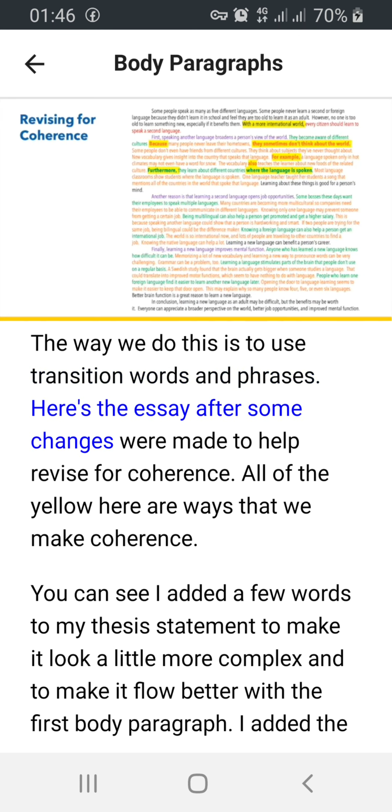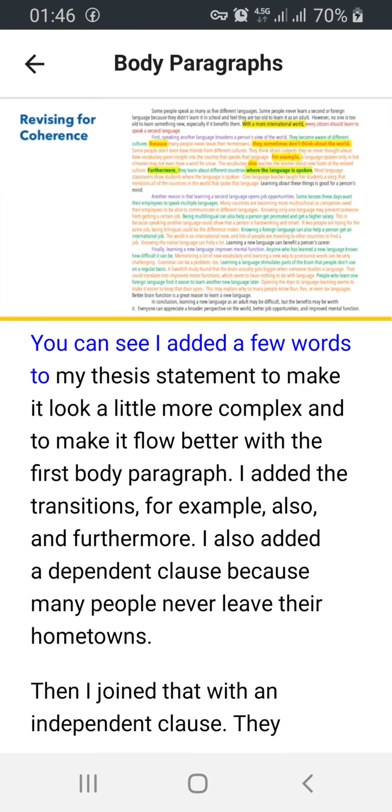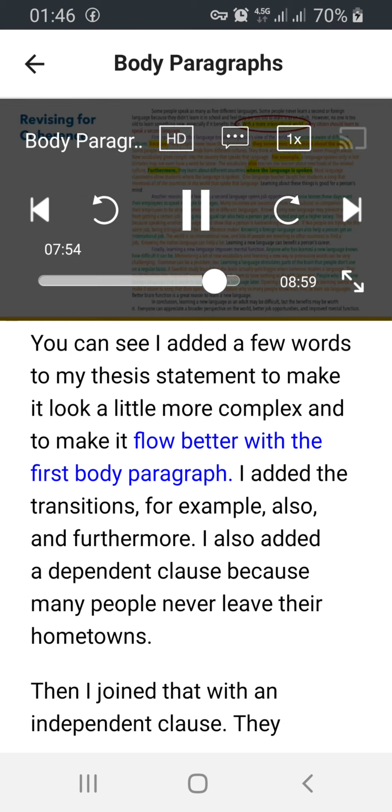Here's the essay after some changes were made to help revise for coherence. All of the yellow here are ways that we make coherence. You can see I added a few words to my thesis statement to make it look a little more complex and to make it flow better with the first body paragraph.